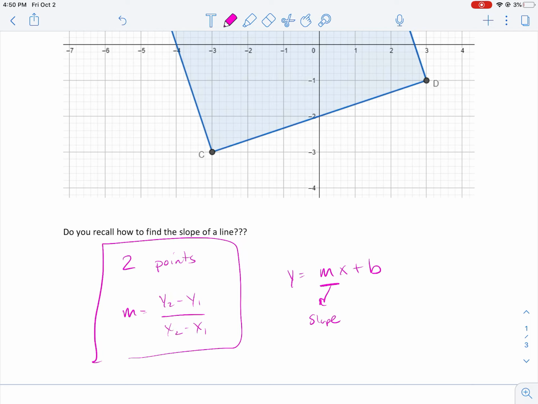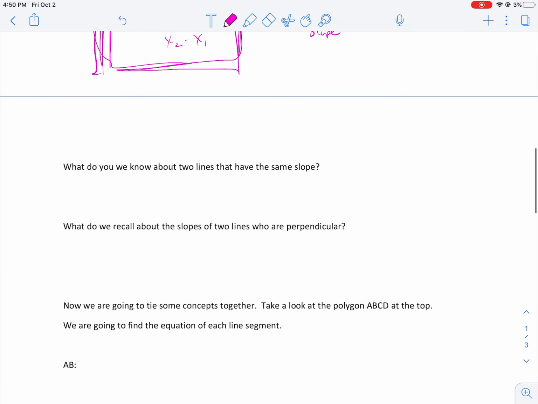Your m is always your slope. So you can use this formula. I'm going to show you the formula way, and then I'll show you a quick little trick you can use if you get nice points, which we do have above. So that is what we need to find the slope of a line. What do we know about 2 lines that have the same slope? They're parallel.